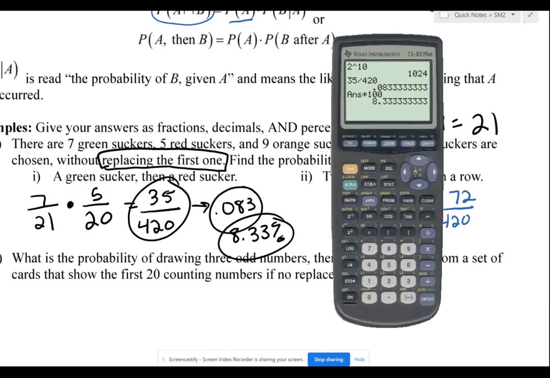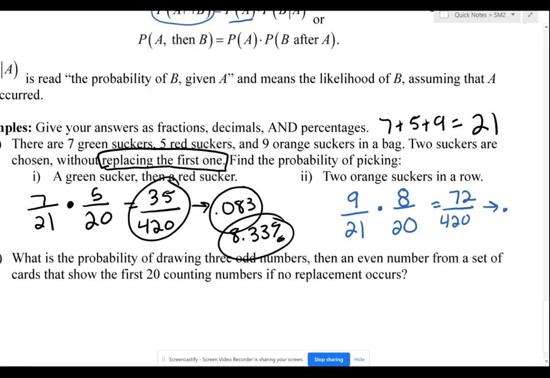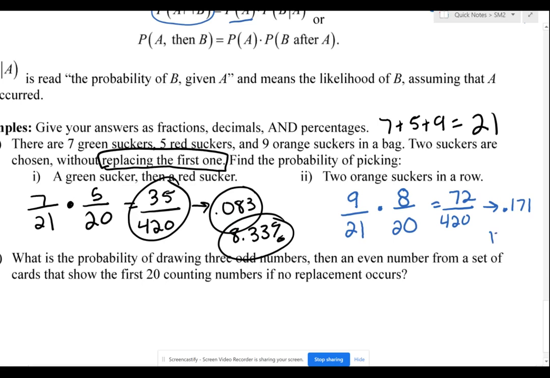Grab my calculator. 72 divided by 420. And I get 0.1714, which I'm going to say is 0.171. And then the percent for that, I'm going to multiply by 100. And I get 17.14%. All 3 of those will be necessary. We're doing all 3 because your homework wants all 3, okay? And it's just good practice.